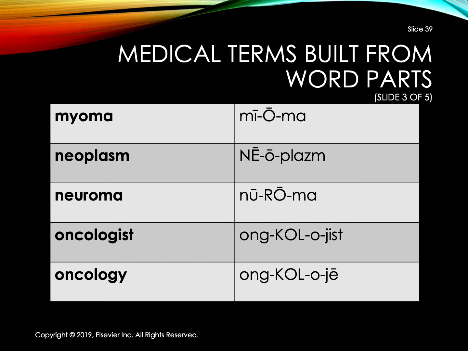Additional words like myoma, neoplasm, neuroma, oncologist, and oncology. Again, myoma, oma meaning tumor, myo meaning muscle, okay, a tumor of the muscle. Neoplasm, that's going to be pertaining to a new growth, right? Or neuroma, a tumor of the nervous tissue. Oncologist, one who specializes in the study of cancer, right? And then oncology, which is the study of cancer.